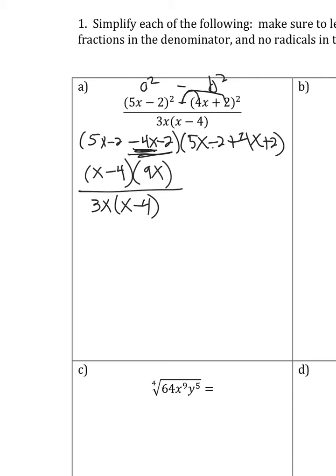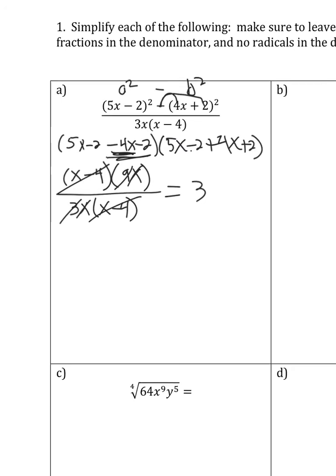So I'm not expanding because I want to see whether there's any simplification I can do while they're in their factored form. And there is, in fact, because the x minus 4's cancel out, the x's cancel out. 9 divided by 3 gives us just 3. So what that means is no matter what value we plug in for x, that thing is just going to be equal to 3.